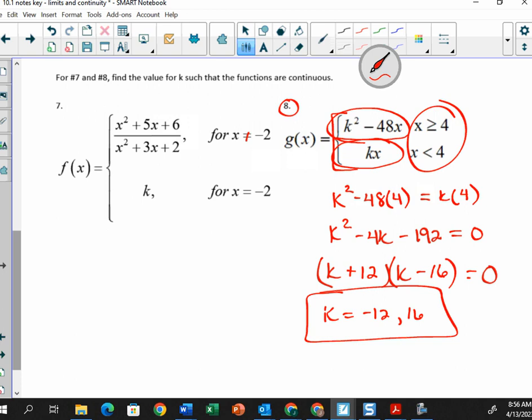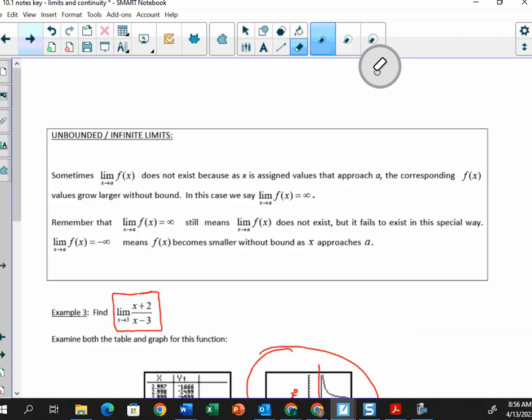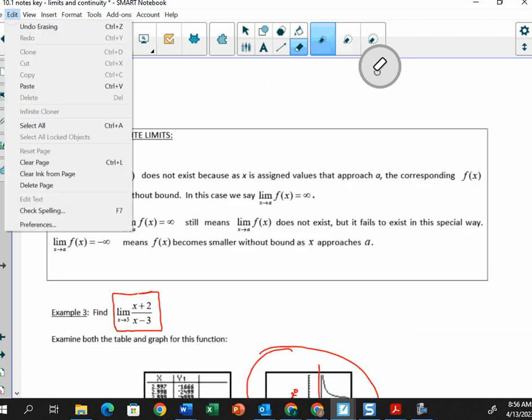You can see a graph. No, the bottom part. k equals negative 12 and 16. That's what k would equal. What? No, the k comma. Is that the other problem? Oh, that's for 7. We're not doing 7. Oh, okay. Moving on.